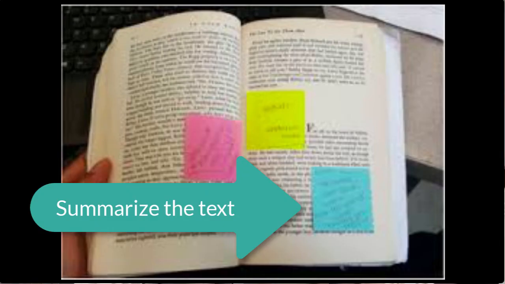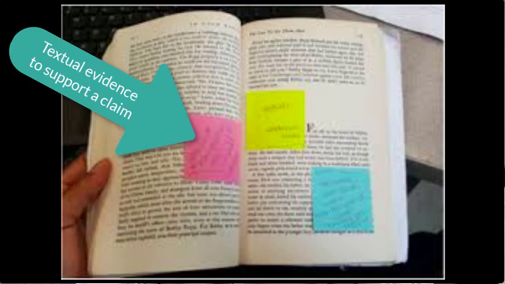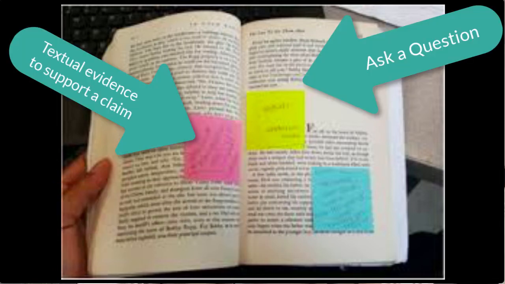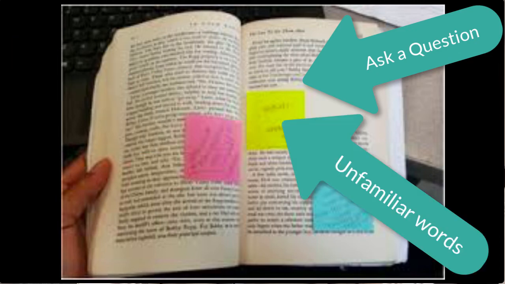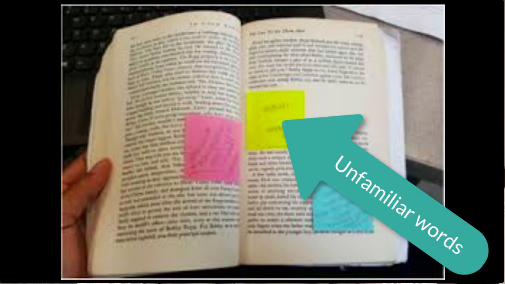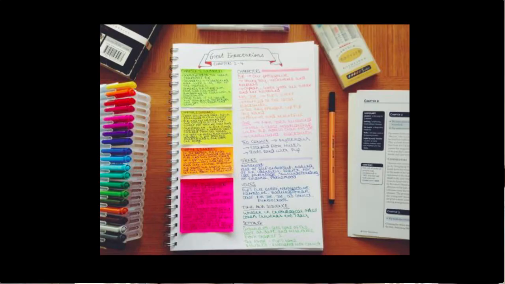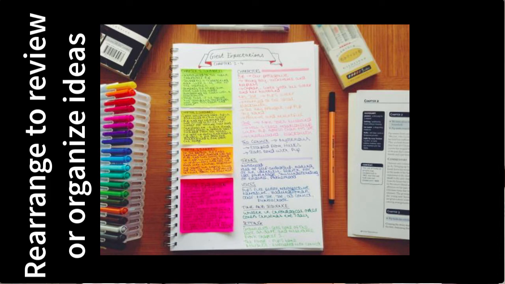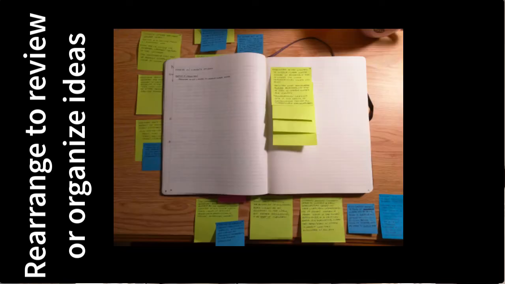Sticky notes can also help with close reading. You can ask your students to summarize a complicated text or just a section that you really want them to understand. They can find textual evidence to support a claim, ask a question, or keep track of words that they don't know. They can also then, at the end of the book or at the end of a section, use those sticky notes to rearrange their ideas, to review, to organize them in a manner that would be most accessible to them.